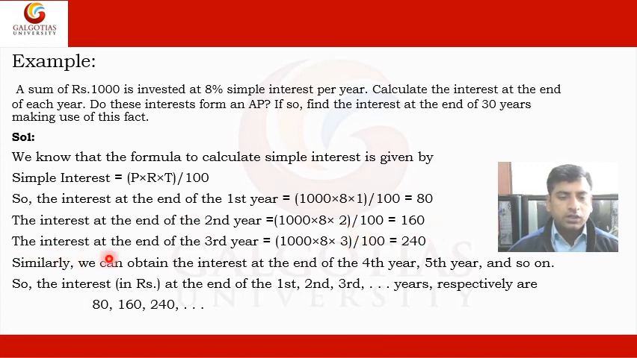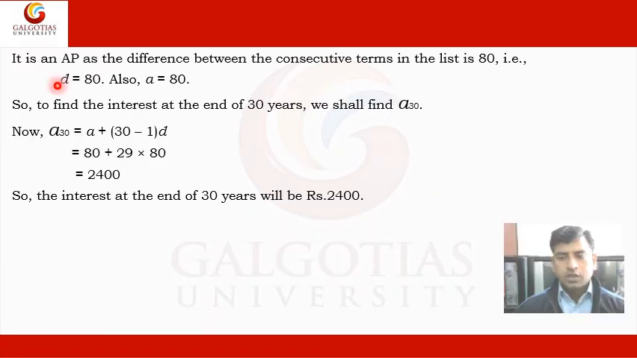So the interest at the end of the third year will be the same formula. Here T will be 3, so it will be 240. Similarly, we can obtain the interest at the end of the fourth year, fifth year, sixth year, and so on. So the interest at the end of the first, second, third, and so on years respectively is given by 80, 160, 240, dot dot dot, and so on. So it is an AP as the difference between consecutive terms in the list is 80. So here the first term is 80 and the common difference is also 80.